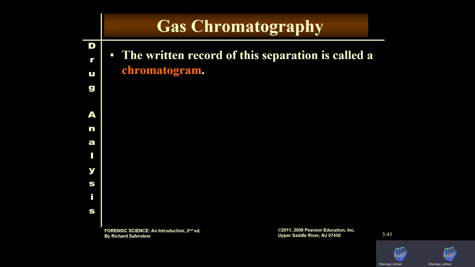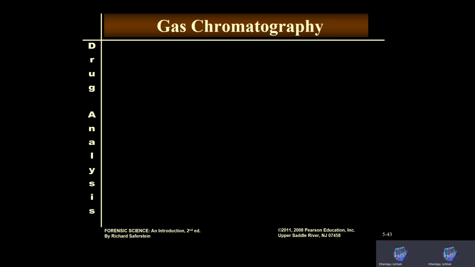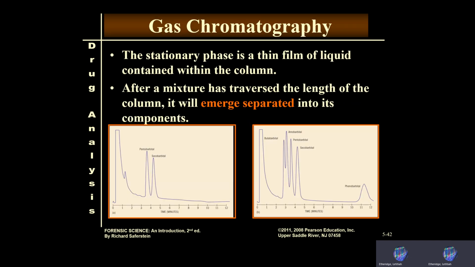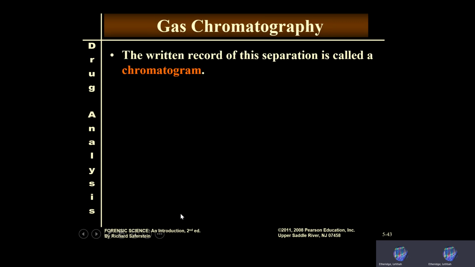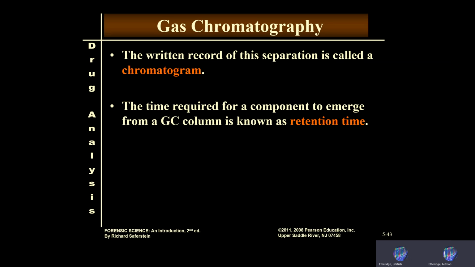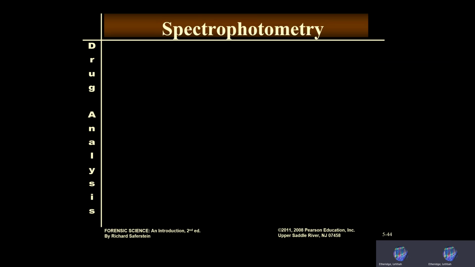When we talk about the written record of the separation, these 2 pictures at the bottom right here are known as chromatograms, okay? Now, the time that's required for the component to emerge from the GC column, or to leave the GC column, is going to be known as retention time.